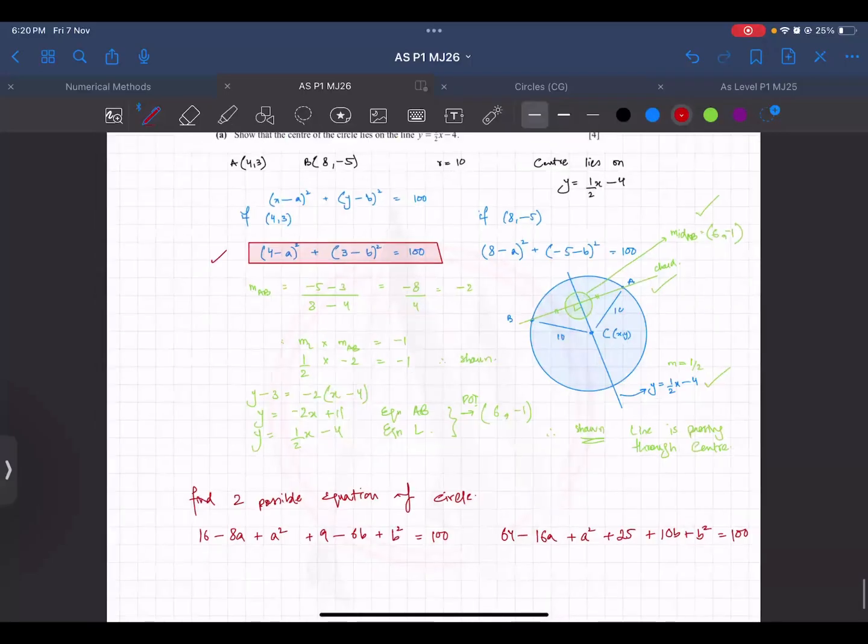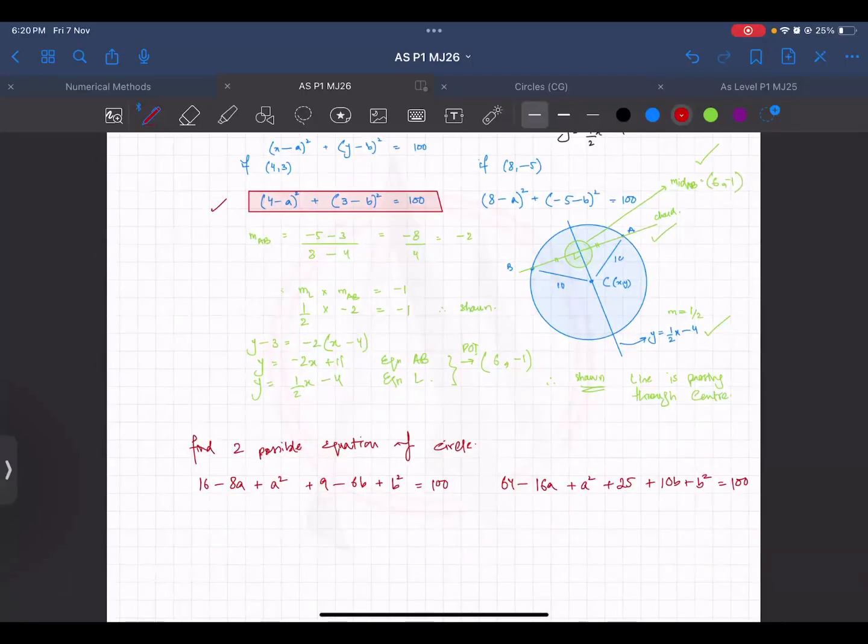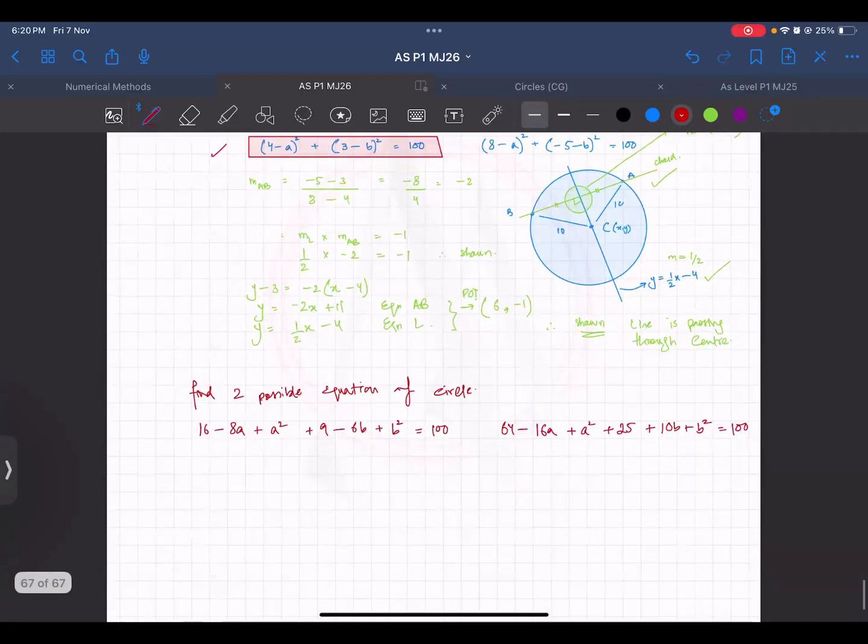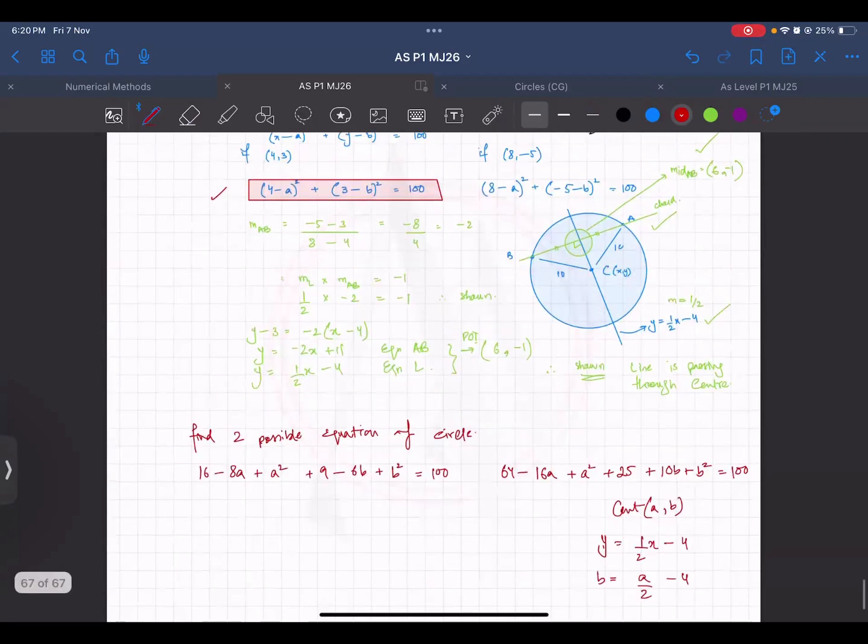Okay, I get it. If we are saying that the center has the coordinates a comma b, and the equation that is passing through the center is y is equal to half x minus 4, so your y is b and your x is a. So b is a upon 2 minus 4. So now I can substitute this in the equation, 4 minus a whole square plus 3 minus b whole square is equal to 100. So I can substitute the b.